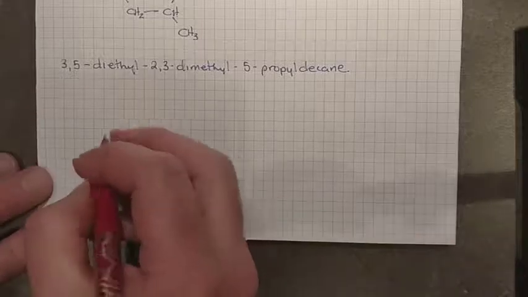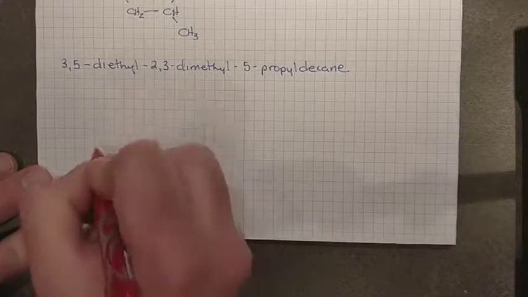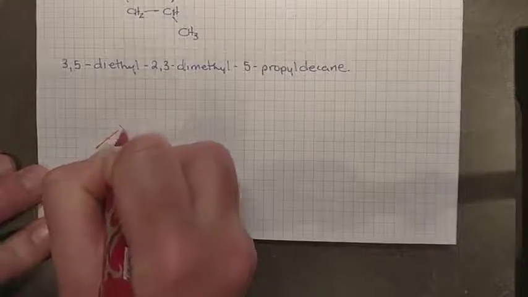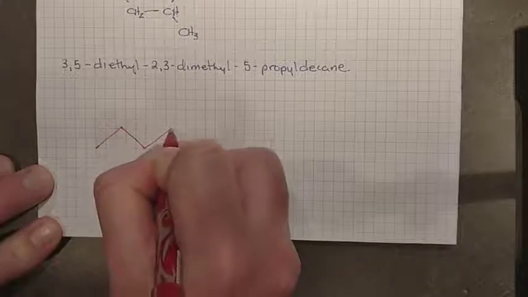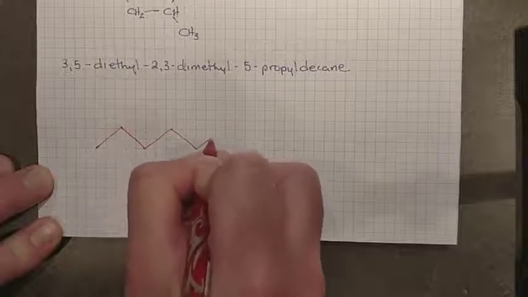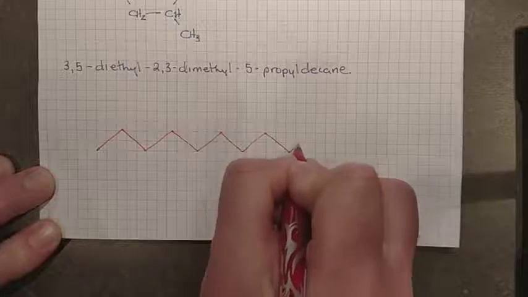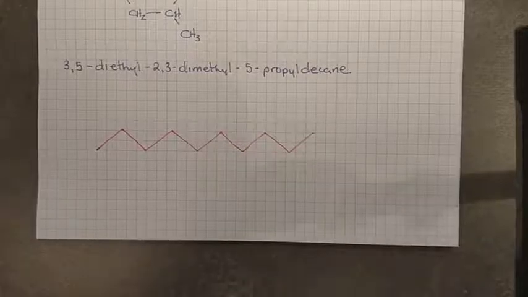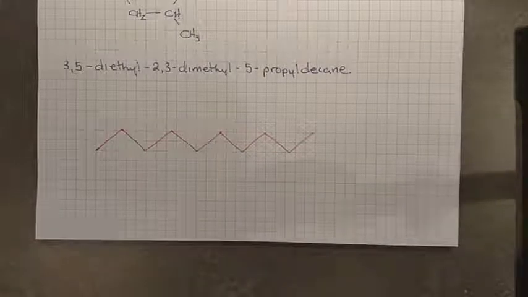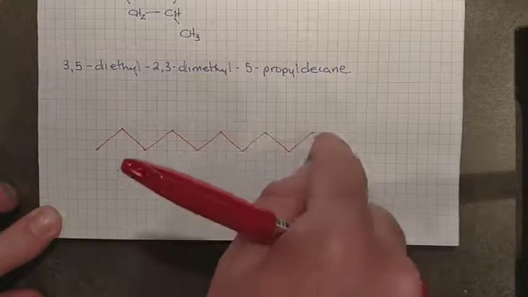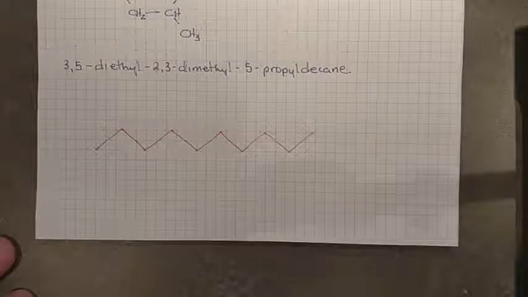Okay, as we go through, I'm going to use the line angle here just because this is going to be so huge, but there's 1, 2, 3, 4, 5, 6, 7, 8, 9, 10. I feel like I'm helping Molly with her math homework. Okay, so there's me counting for you. 1, 2, 3, 4, 5, 6, 7, 8, 9, 10. Okay, so there's my decane.